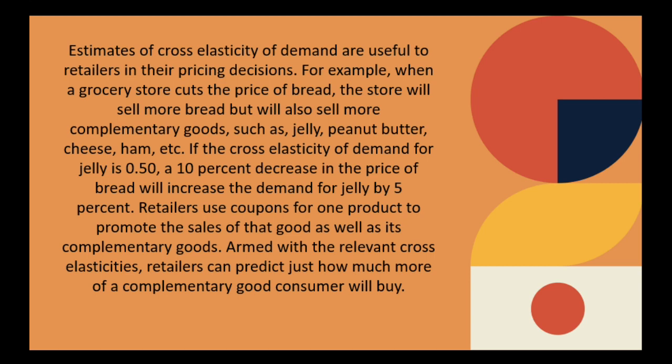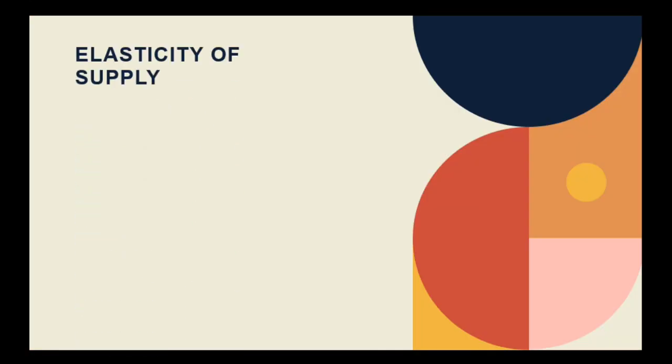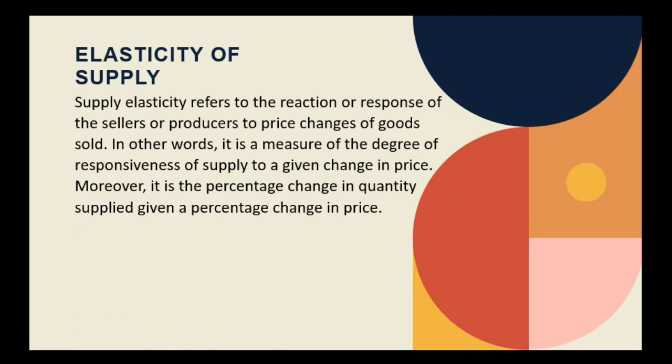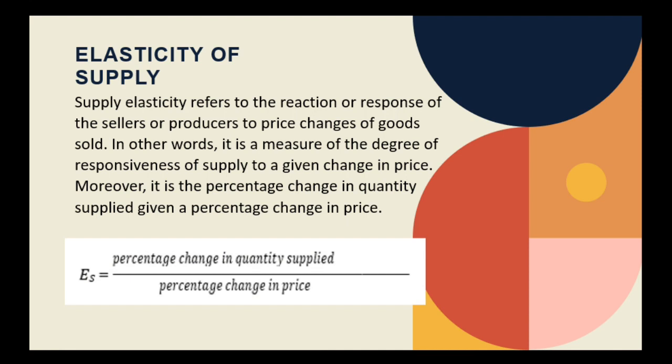Now let's proceed with elasticity of supply. Supply elasticity refers to the reaction or response of the sellers or producers to price change of goods sold. In other words, it is a measure of the degree of responsiveness of supply to a given change in price. Moreover, it is the percentage change in the quantity supplied given a percent change in price. Therefore, elasticity of supply is equal to the percentage change in quantity supplied over the percentage change in price.